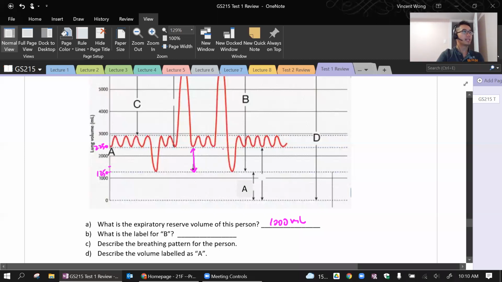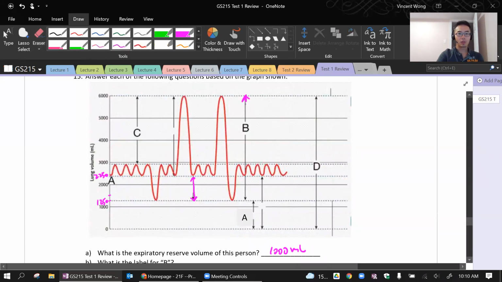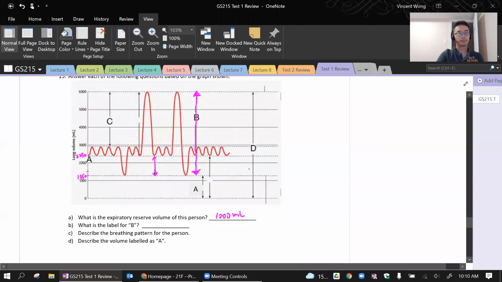What is the label for B? The label for B. Over here, this is B. Goes all the way from here to here. Anybody remember what B is? We learned that just last Wednesday. What is that? From here to here. Good try. Not IRV. IRV is here. That's C. From here to here. That is vital capacity. It's the maximum volume of air that you can voluntarily move in and out of your system.